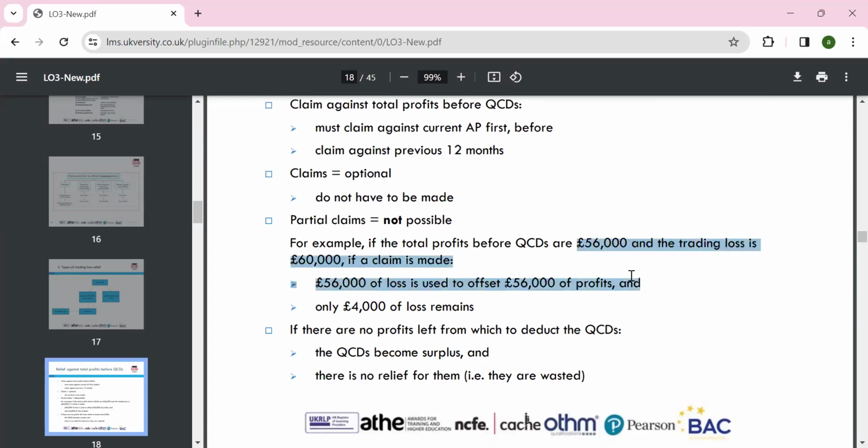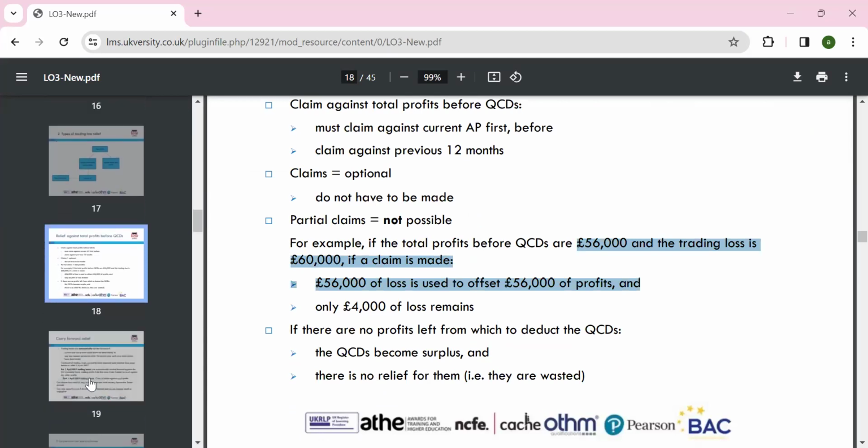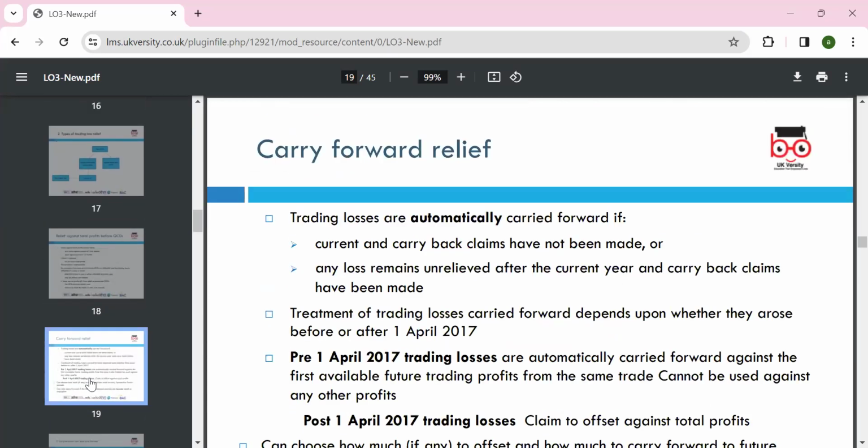So suppose if you have a profit, the loss can be adjusted in that year, or you can use it in the following years. If we have written down allowance to claim, you do that first, and then you can transfer the loss, because the loss can be transferred up to 5 years. Okay, so carry forward relief.